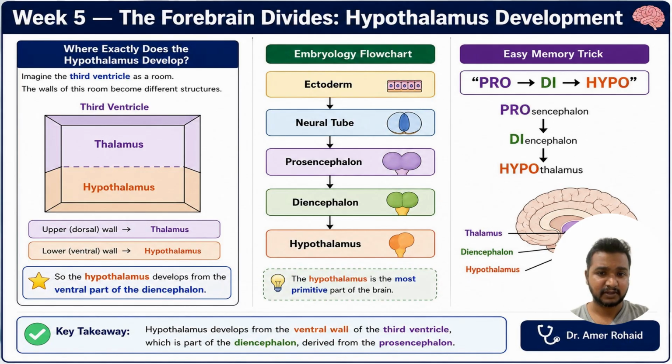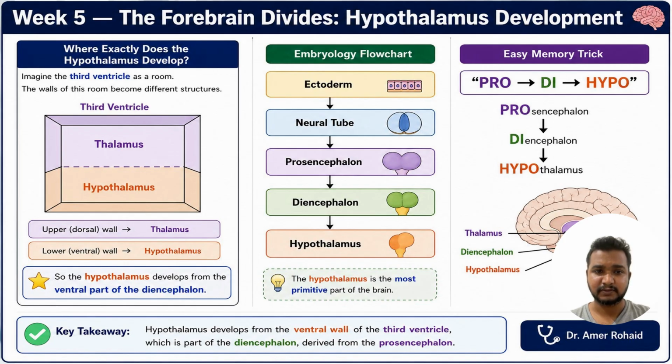We already know the developmental pathway. The ectoderm forms the neural tube. The neural tube develops into the prosencephalon or forebrain. The prosencephalon then divides into the diencephalon and the telencephalon. Finally, the hypothalamus develops from the diencephalon. Remember this sequence carefully. Ectoderm to neural tube to prosencephalon to diencephalon to hypothalamus. Let me repeat that once more. Ectoderm to neural tube to prosencephalon to diencephalon to hypothalamus.